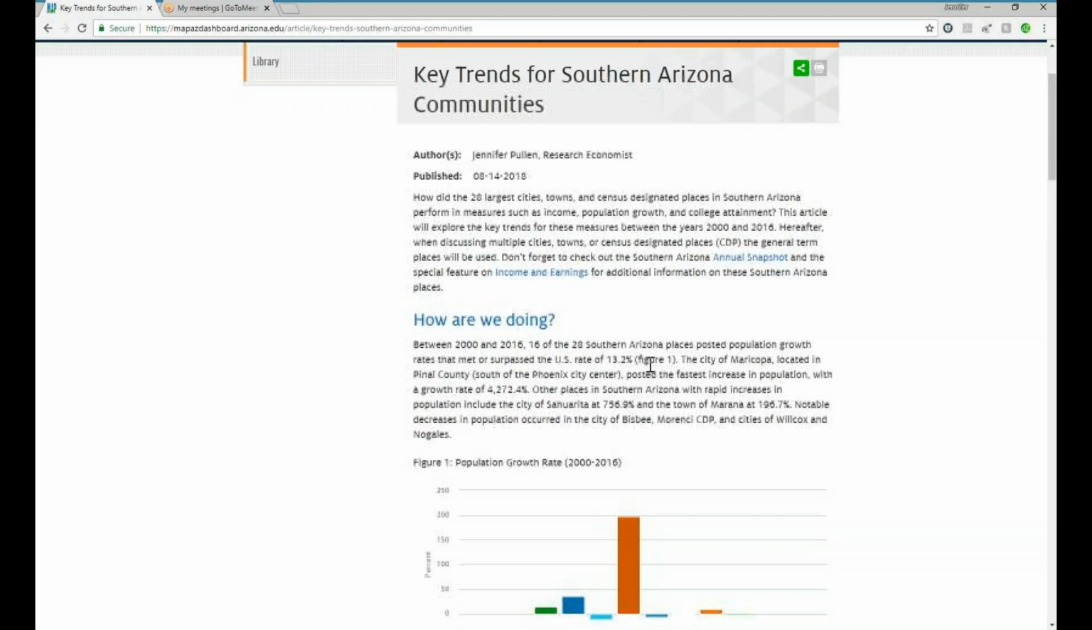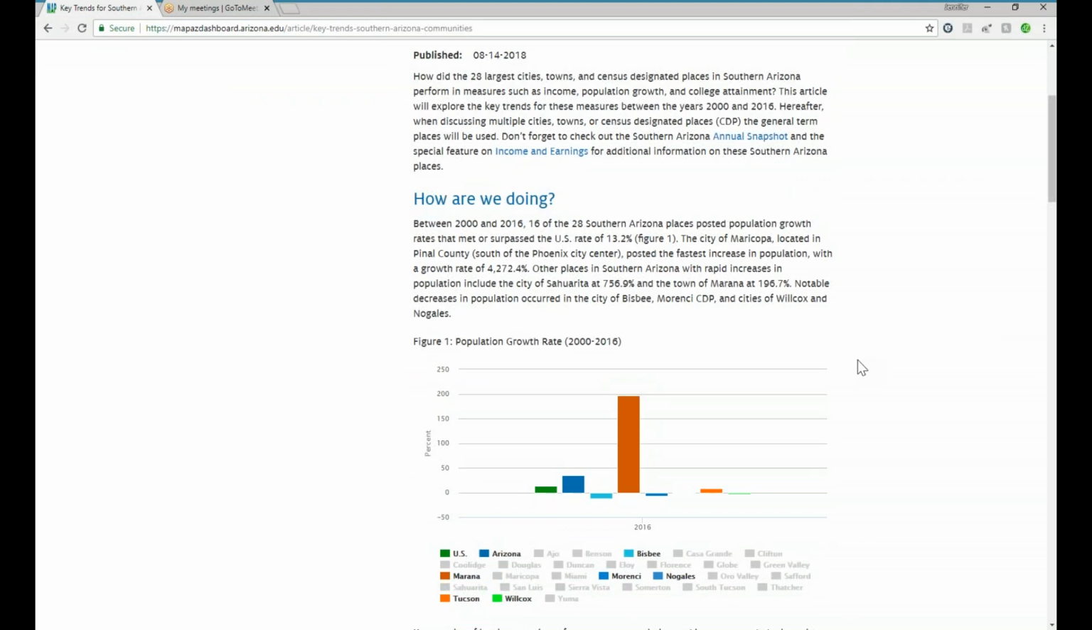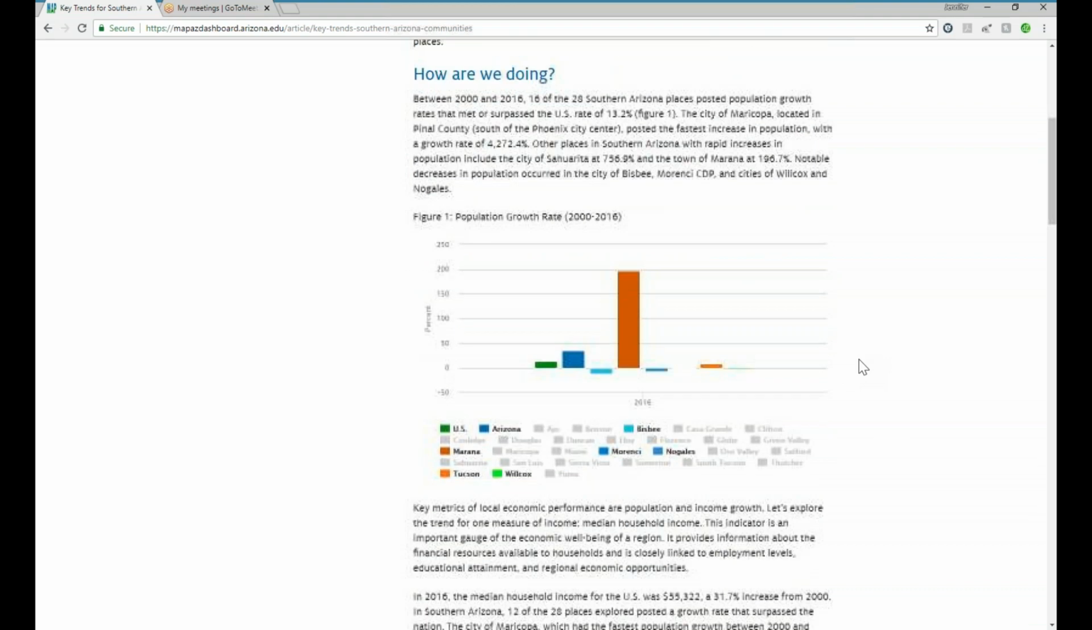And you can see that we start out with population. Population growth, like income, is a key metric for a region's economic performance and well-being. It's something that we often look at to see how a community is doing, population coupled with income. And so here we see there's a wide variation in increases in population between 2000 and 2016.